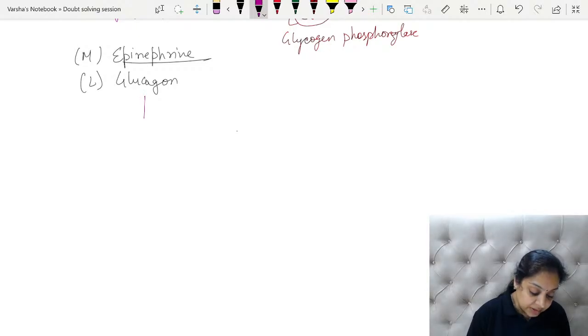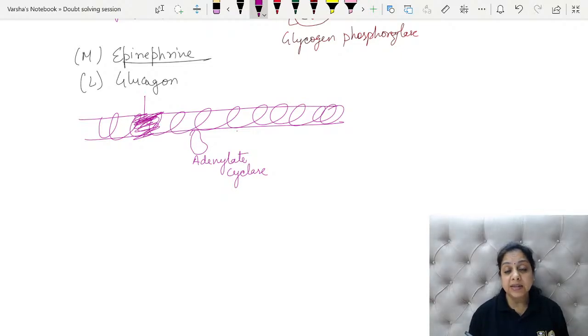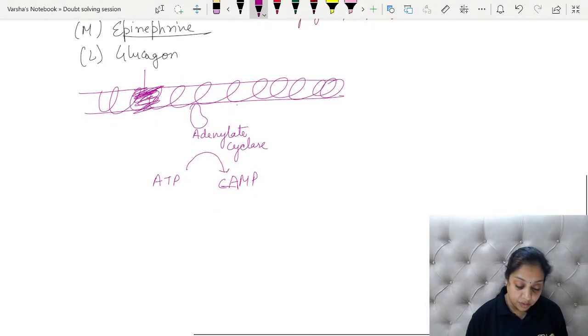How is it done? Actually, the cellular membrane has glucagon receptors, right? These glucagon receptors activate what? Adenylate cyclase. The name is itself indicative: adenylate comes from adenine, that is A. ATP, ADP, AMP have A as a base, that is adenine. So it is going to cyclize ATP. ATP gets converted into cyclic AMP, right? So during the fasting state, the first thing is glucagon is increasing the level of cyclic AMP. That is one thing you have to know.